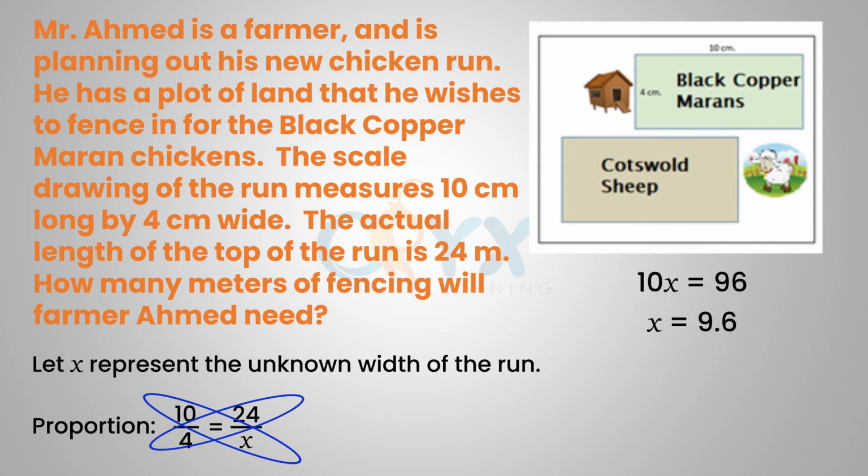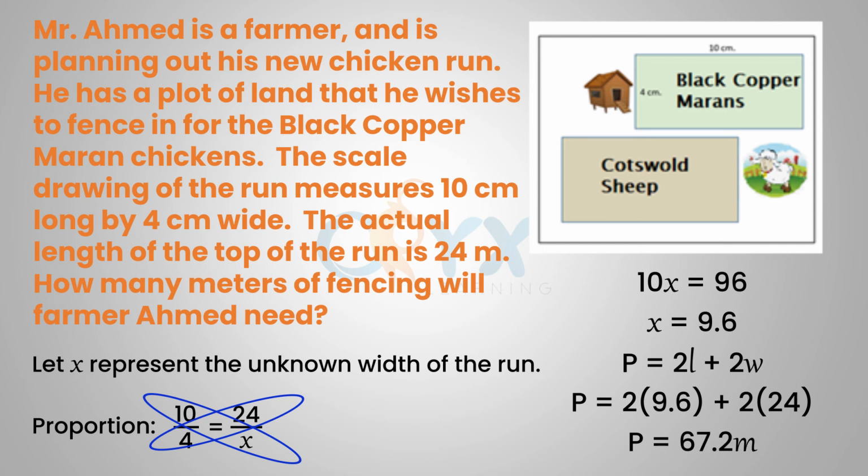In order to find the perimeter or the amount of fencing that he'll need, we'll use the perimeter formula P equals 2L plus 2W. Substitute in L as 9.6 and W as 24. This gives us P equals 2 times 9.6 plus 2 times 24. Therefore, the perimeter is 67.2 meters. So Farmer Ahmed will need 67.2 meters of fencing.